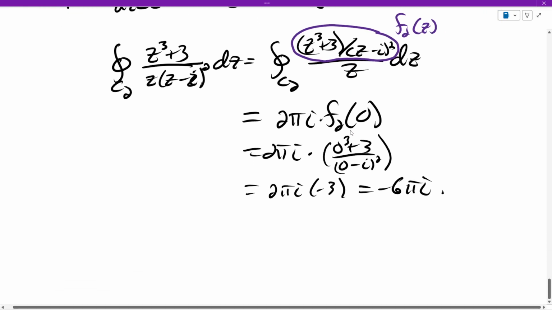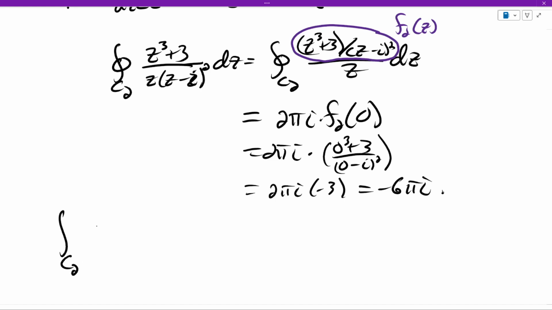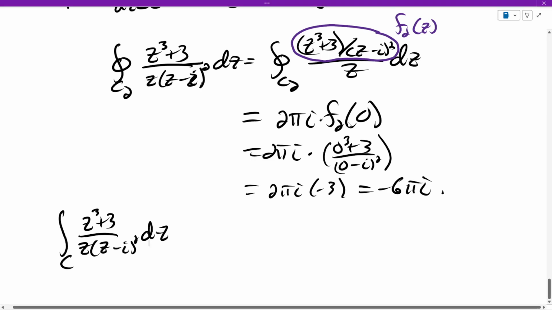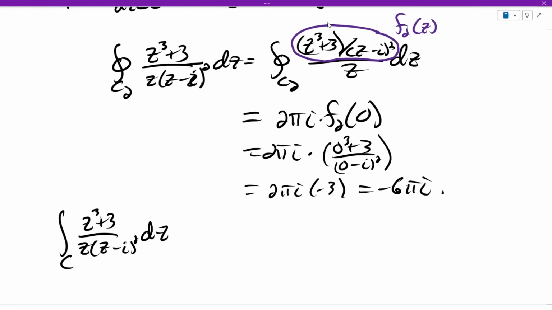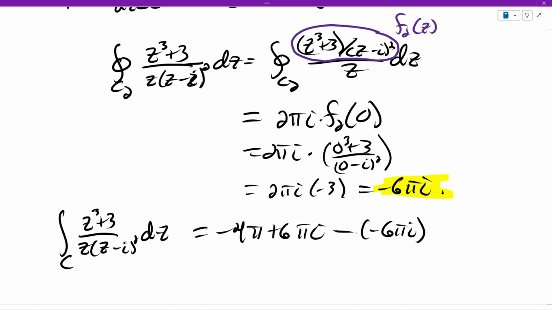Great. Now the value of the integral that we wanted, just regular C, is going to be the difference of these two, where we subtract off the one we just did. So the previous value we got was negative 4 pi plus 6 pi i. And we're going to go ahead and subtract off negative 6 pi i. So it'll be negative 4 pi plus 12 pi i. And that's going to be the value of this contour integral.